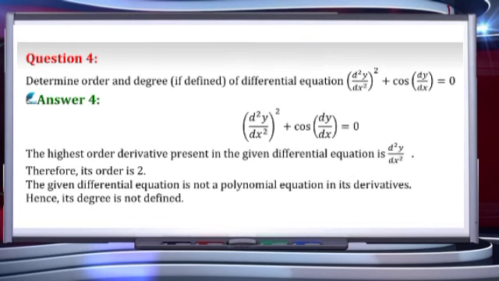Next question number 4: determine order and degree, if defined, of the differential equation (d2y over dx square) whole square plus cos of dy by dx is equal to 0. So students, here the highest order of the derivative that exists is 2, but because cos contains a derivative within the angle, its degree is not defined. So hence the order of this given differential equation is 2 and its degree is not defined.